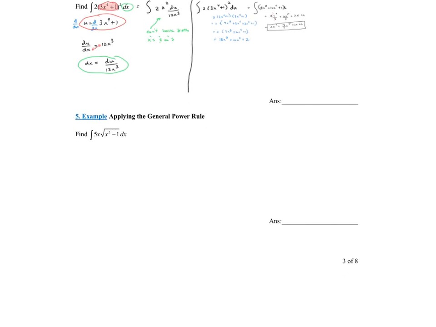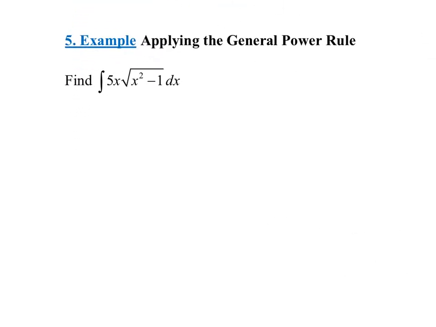Let's try another example here. How about find the integral of 5x times the square root of x squared minus 1? Again, kind of looks like we have a product rule here. We definitely have an inside function. It's not just x raised to a power, so most likely U-substitution is going to be used on this problem. Let's give it a try and see what happens.